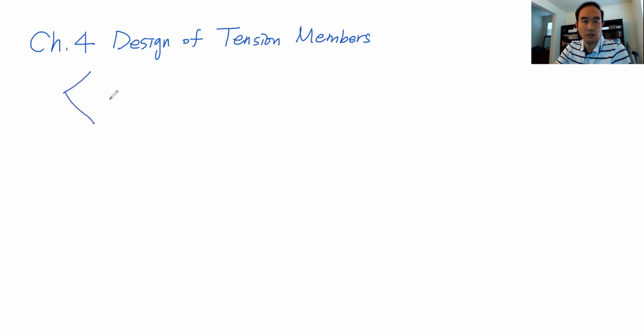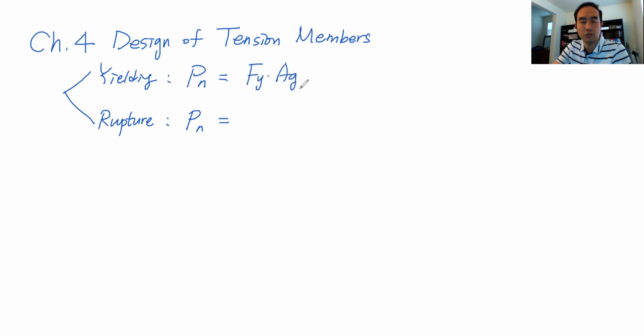So two limit states: yielding limit state and rupture limit state. The typical equation to calculate the nominal value Pn for the yielding limit state is Fy times Ag. So we use the gross entire area times the yield strength of the material. While for the rupture limit state around the holes, it's going to be Fu times Ae, and this Ae is the shear lag factor U times An, and An is the net area. All these basics are covered in chapter 3.